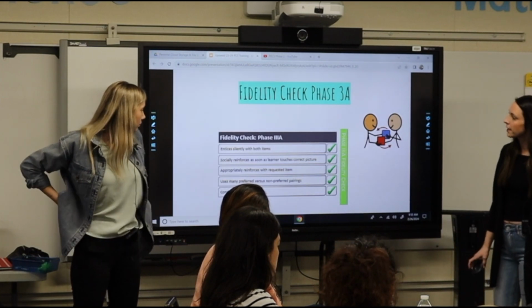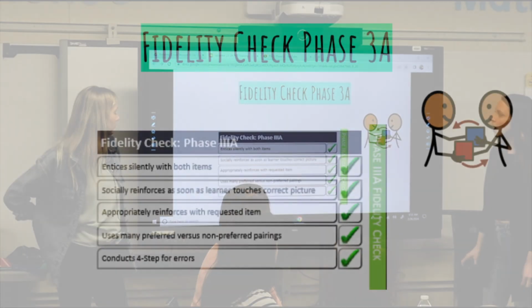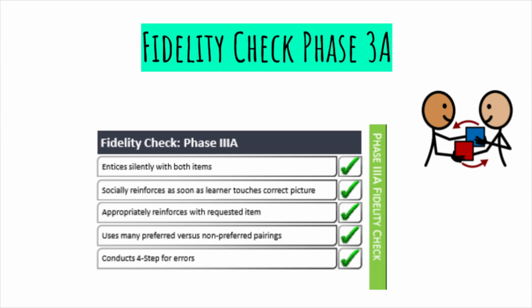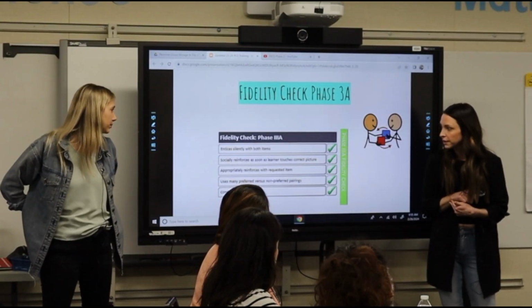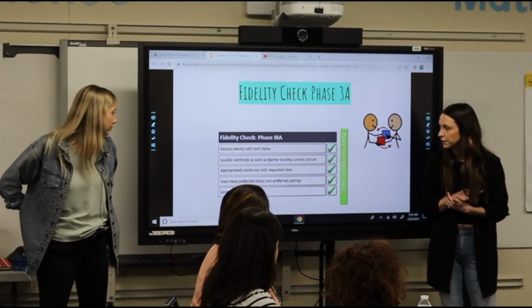So the fidelity check, if we're ready to move to phase 3B: are you enticing silently with both items? Are we reinforcing as soon as the learner touches them? That's that social, like the verbal praise, the yep, great job. Are we using appropriate reinforcers? Are we using preferred versus non-preferred?